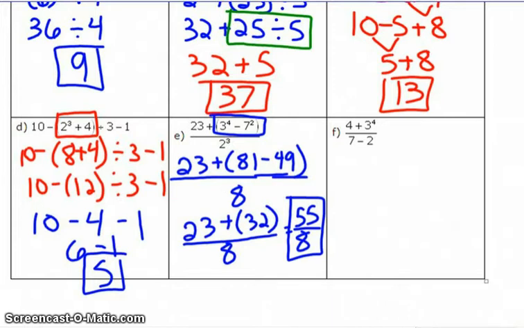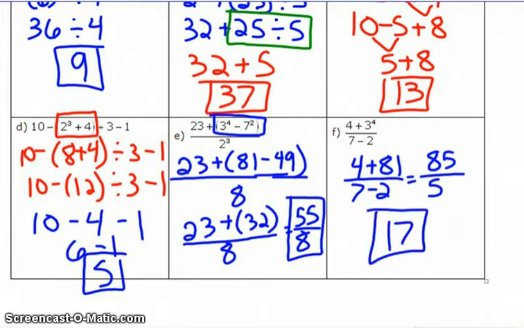Here, again, I've got another fraction bar. Okay? I am going to take the 3 to the 4th power first, because that's an exponent. So I have 81. Now again, I work through this separately. So the top, 4 plus 81 is 85. The bottom, 7 minus 2 is 5. And once I have one term on the top, one term on the bottom, I divide them. 85 divided by 5 is 17. So that's simplifying expressions using order of operations.